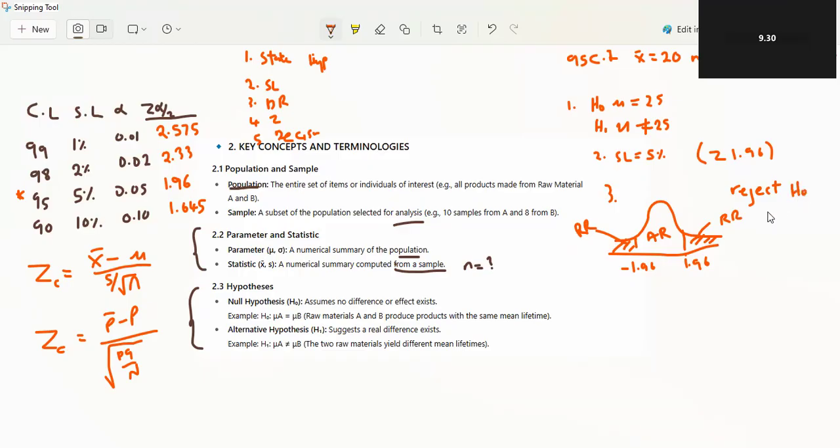So reject H0 if Z calculated is greater than 1.96 or Z calculated is less than negative 1.96. So together on making the decision rule here. Any questions at this point?